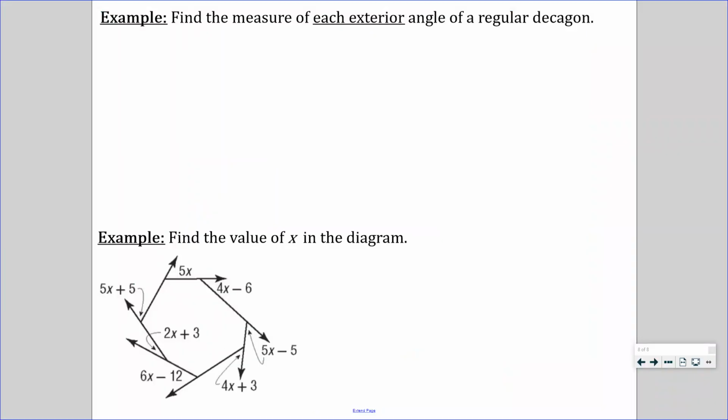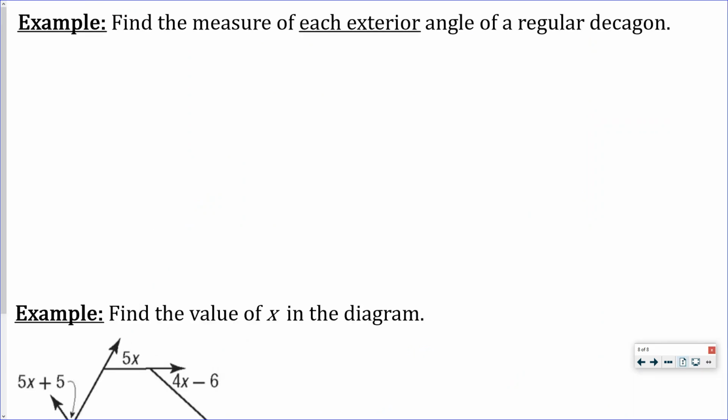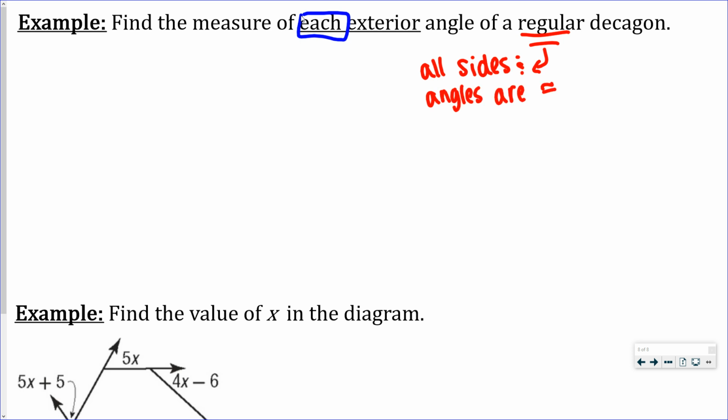Let's try a couple example problems with this. Again, not hard, but you just have to be careful when you're reading these directions. This one says, find the measure of each exterior angle of a regular, which means what? All sides and angles are the same. Regular decagon. How many sides are in a decagon? 10. Yep, just like a decade is 10 years. If you're thinking 12, dodecagon is 12.